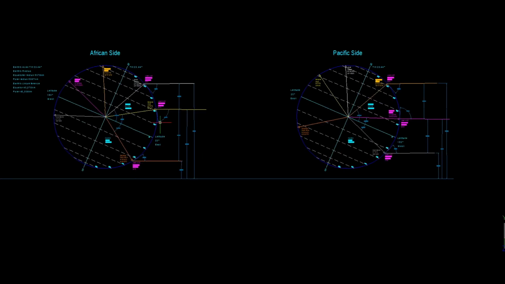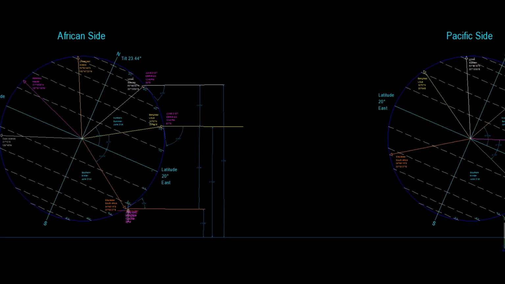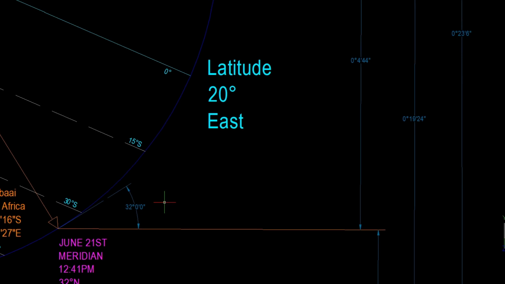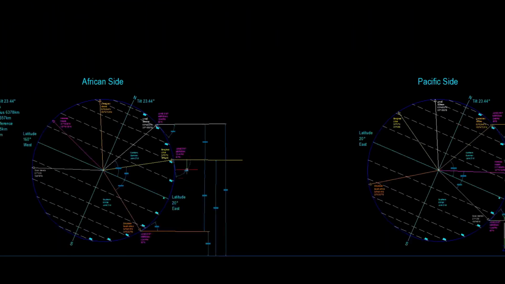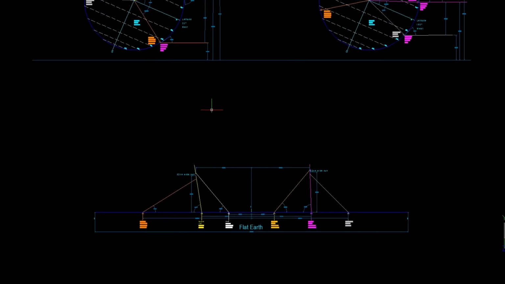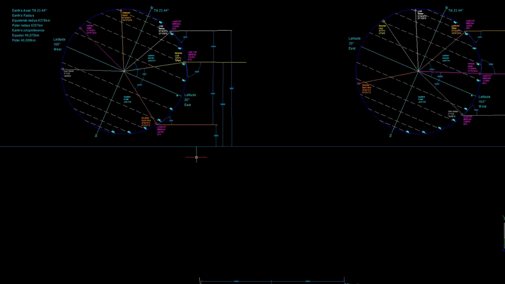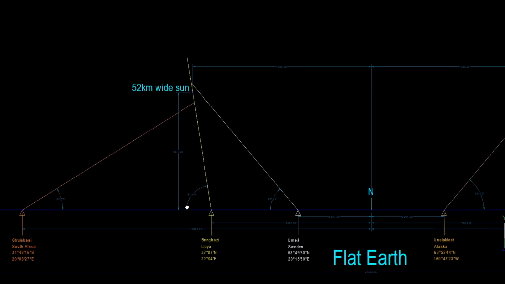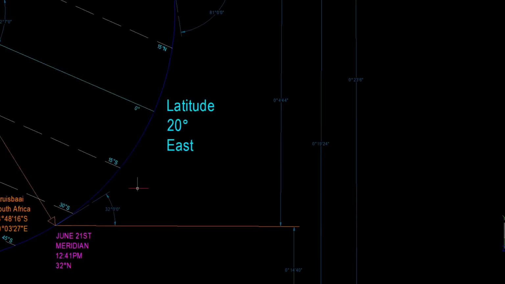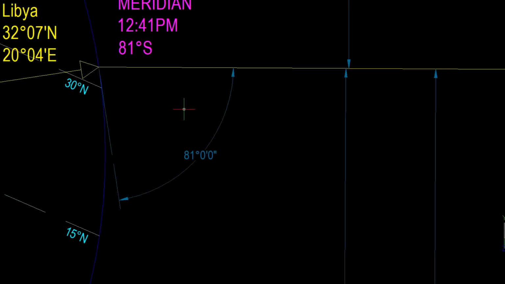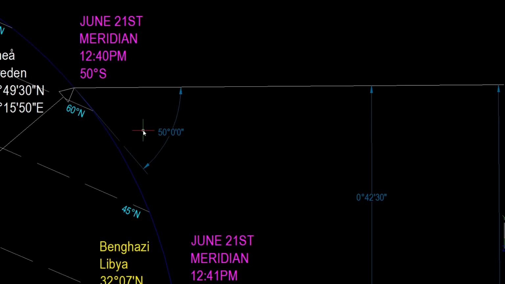And what I did was I used all these angles. So I got 32 degrees, 81, and 50, and I put that on the orange, white, and red. So here we go: South Africa, Libya, Sweden, right? So I got 50, 81, and 32. 32, 50, 81, and it should be 50.